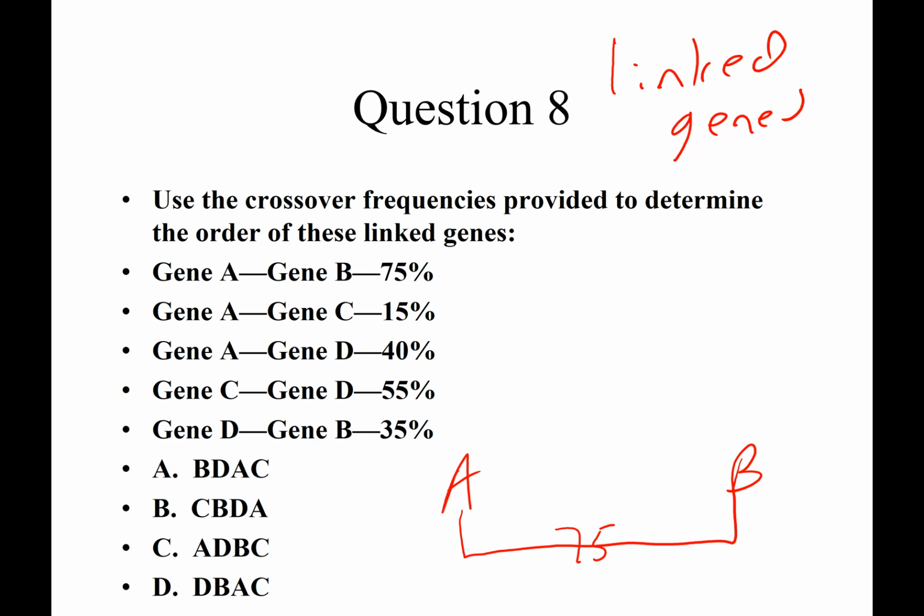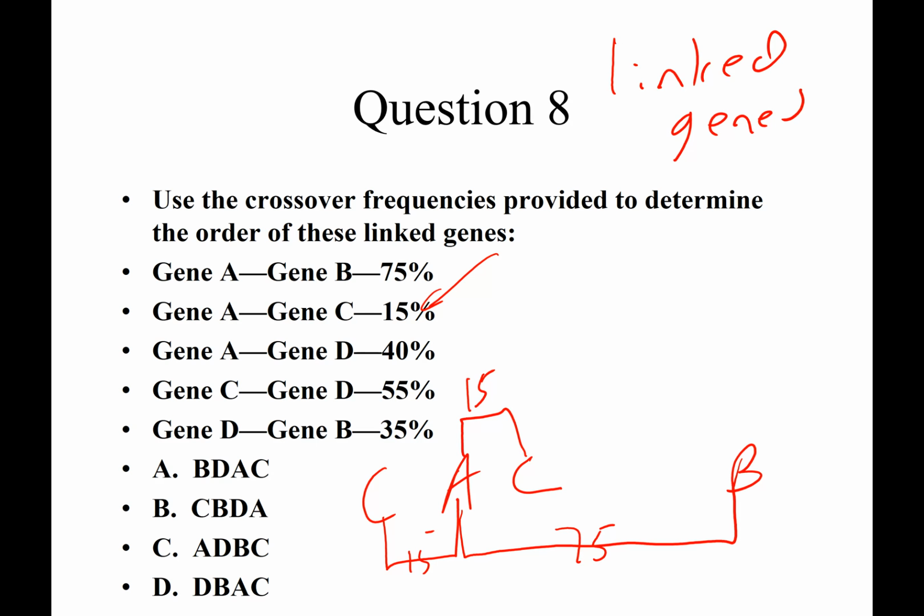So now you want to find one of these genes that's close to either gene A or gene B, and you know it's close because it doesn't cross over with it very much. That would be gene C. Gene C could be located here, but it just as easily could be located here. This is a crossover 15%. So it would be nice if we had a comparison between C and B. But notice they didn't give that to us because it would make it too easy.